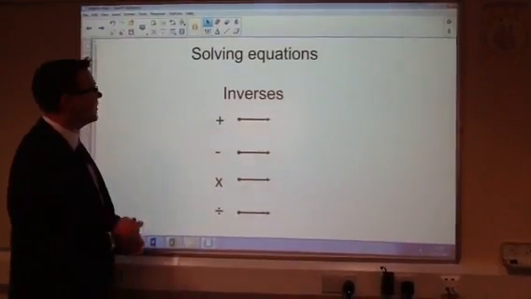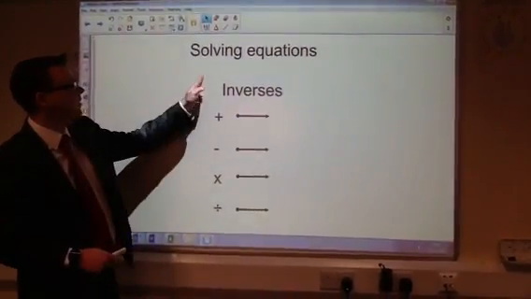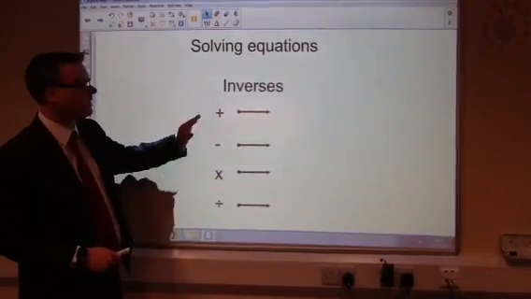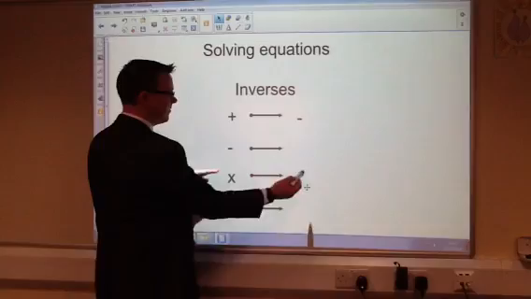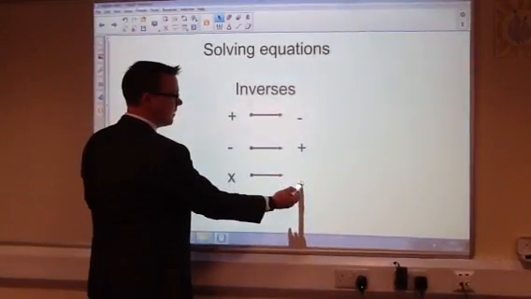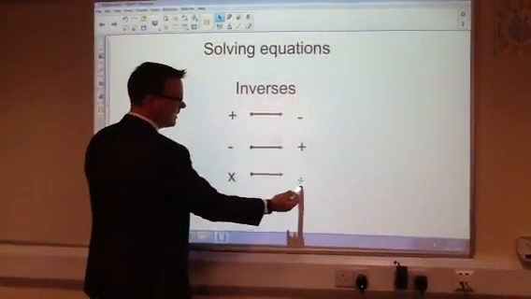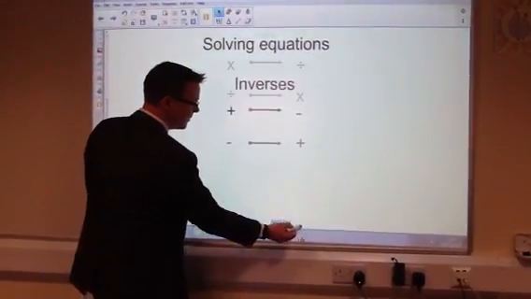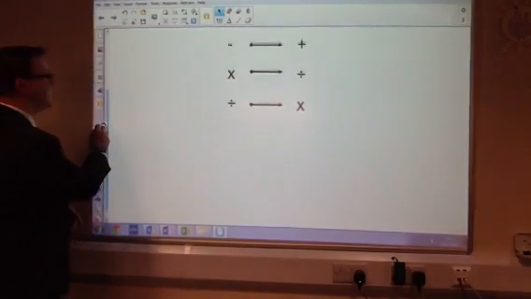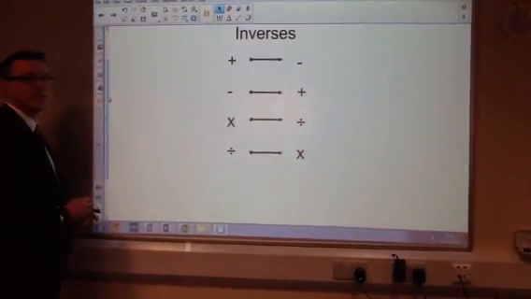Okay, we're going to look at solving two-step equations today. So we use the inverse to do this. This is the opposite operation. So the inverse of a plus is a minus. The inverse of a minus, therefore, is a plus. The inverse of a times is a divide. And the inverse of a divide is a times. And we use these so we can get the letter on its own and solve the equation.